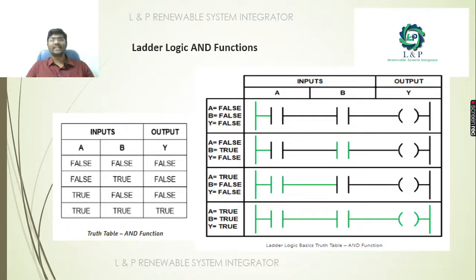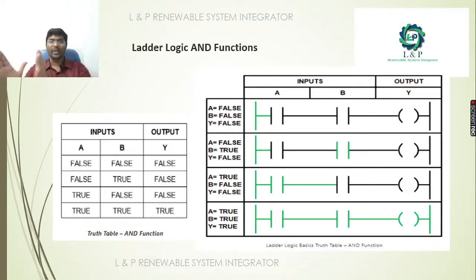Next we are going to discuss logic gates. If you're going for a truth table, how will it look? If both the conditions are false, the output will also be false. If one is false and the other one is true, the output will be false. If input A is true and input B is false, the output will be false. If both input A and B are true, then only the output will be true. So this is the basic concept of AND logic.